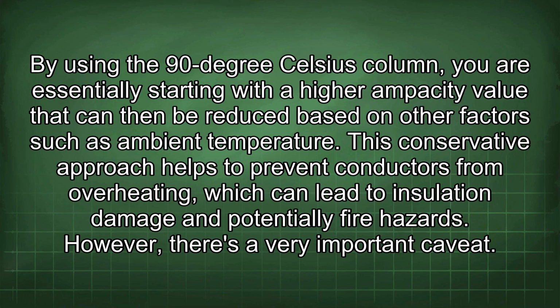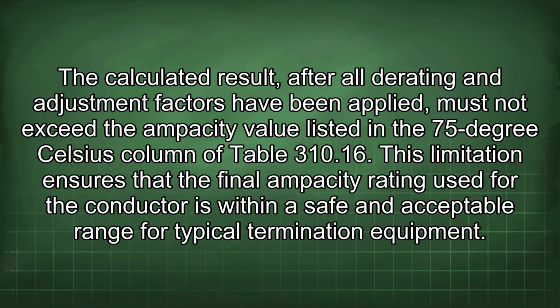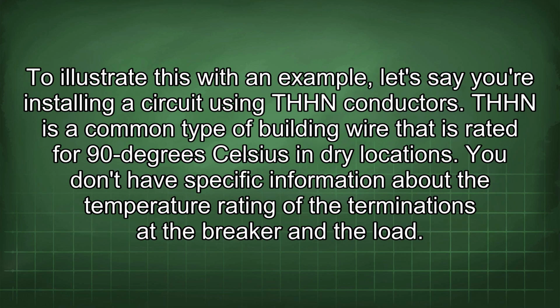However, there's a very important caveat. The calculated result, after all derating and adjustment factors have been applied, must not exceed the ampacity value listed in the 75°C column of Table 310.16. This limitation ensures that the final ampacity rating used for the conductor is within a safe and acceptable range for typical termination equipment. To illustrate this with an example, let's say you're installing a circuit using THHN conductors.